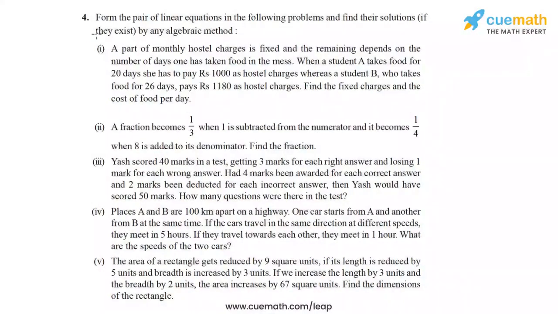In question 4 of this exercise, we are given 5 word problems, and in each case we have to form the pair of linear equations that models the given situation, and then we have to find the solution by any algebraic method, either by substitution or elimination or using the cross multiplication method. So let's start with the first part.